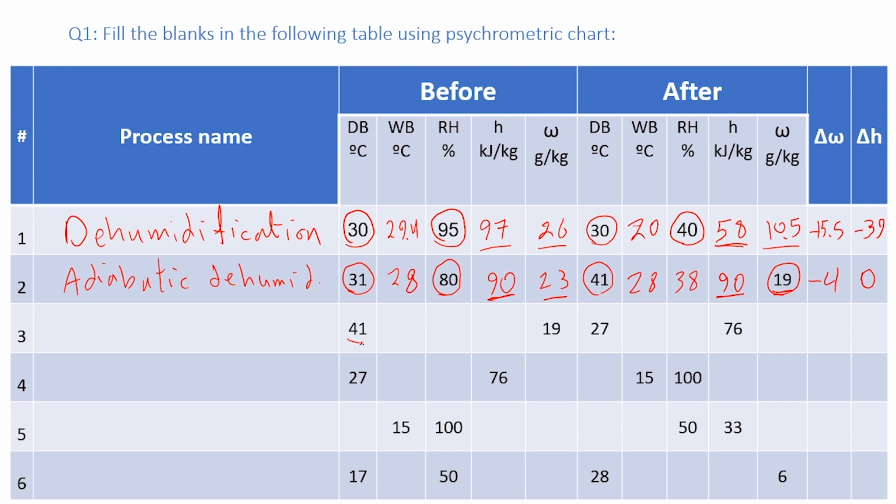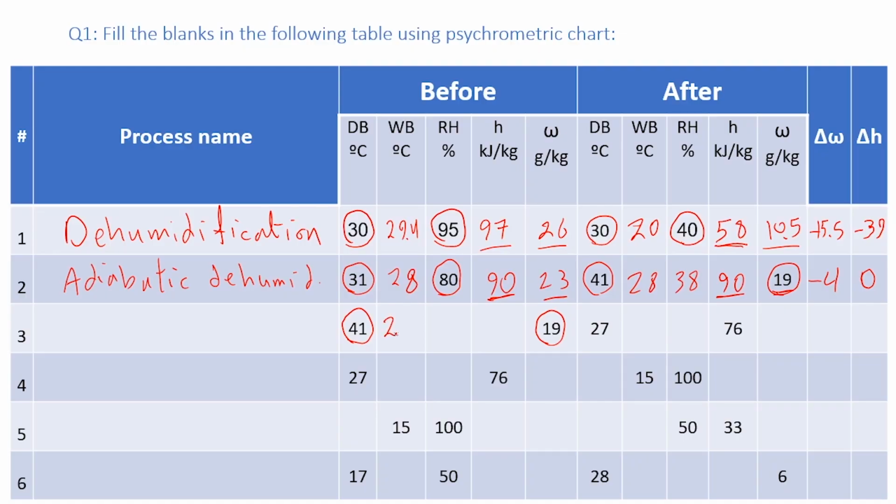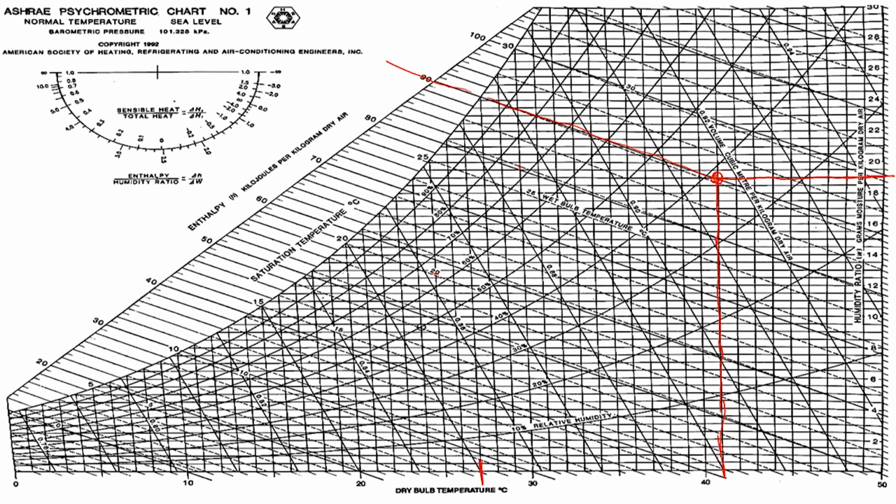So process number 3, we have similar point 41 and 19 from the previous process. So we copy the data directly. Second point is 27 degrees Celsius dry bulb and enthalpy 76. So this is the 27 line. And here is the 76 enthalpy line. So we extract the data directly. So we take the omega value.